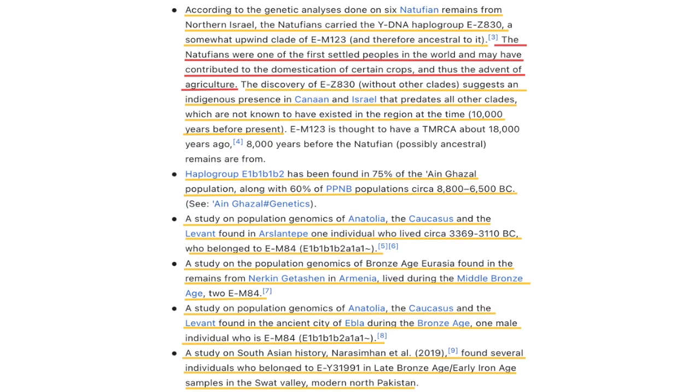And haplogroup E1B1B1B2 has been found in 75% of the Angazelle population, along with 60% of PPNB populations, circa 8,800 through 6,500 BC.